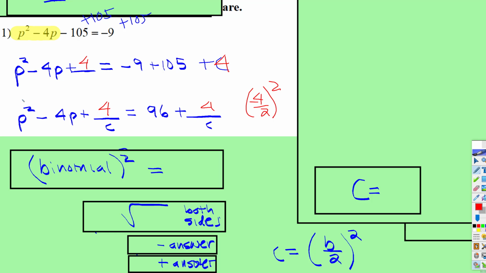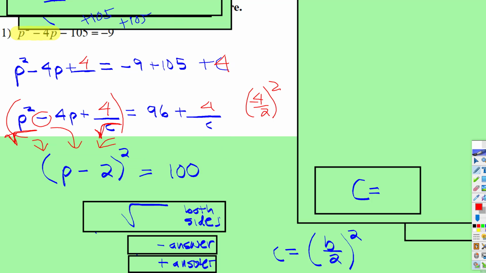Now, once we have a perfect square trinomial, the whole reason we do that is we write it as the binomial squared. So you take the square root of the first term, you take the square root of the c term, and this operator is going to go between those two, and then you're going to take the square root of the other side. So the square root of p squared is p, the square root of 4 is 2, and there's a subtract sign right there. So p subtract 2, that phrase, squared, is equal to 100.